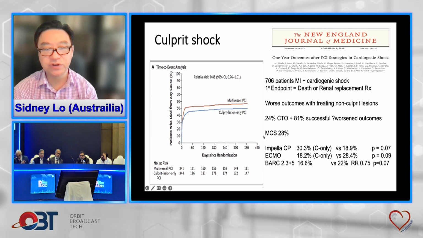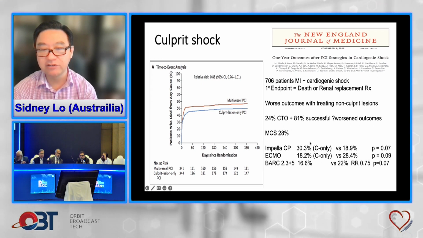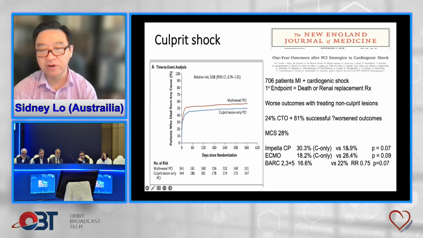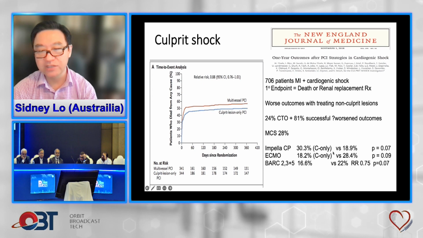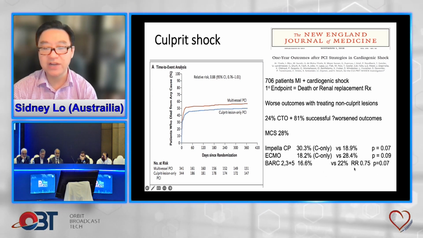Mechanical cardiac support was also used in about a third of patients, but notice that there's a disparity, a little bit numerically, between who got Impella, between culprit and multivessel, versus ECMO, which was actually the other way around, and bleeding was higher in the ECMO patients.